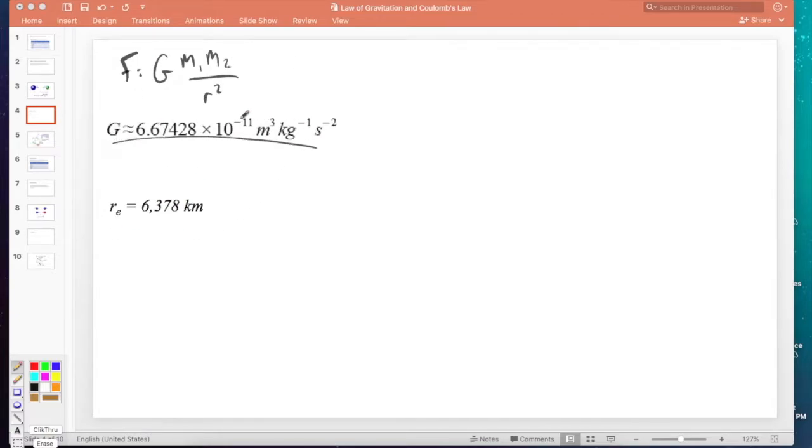All right. I want to see if from all this information, here's big G. That's a constant that never ever changes. That's the same everywhere all over the universe. And here is the radius of the Earth. I want to see if we can use this information to calculate the mass of the Earth, maybe. So here's what I'm getting at. Let's say here's the Earth, and let's say here is some object sitting on the Earth.